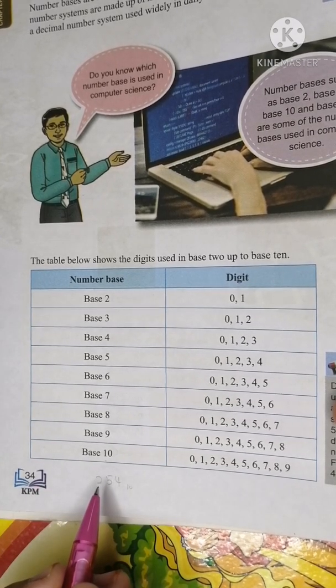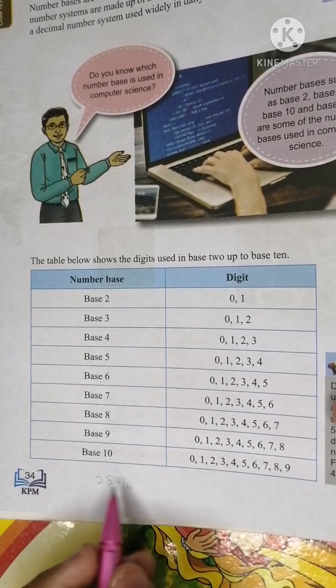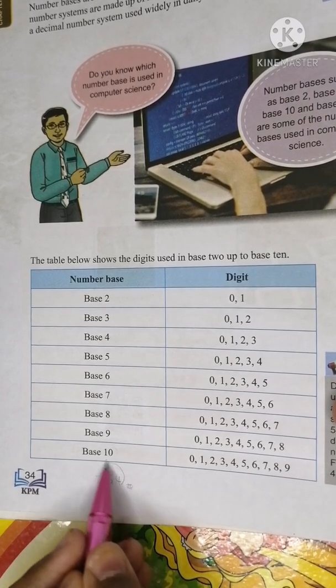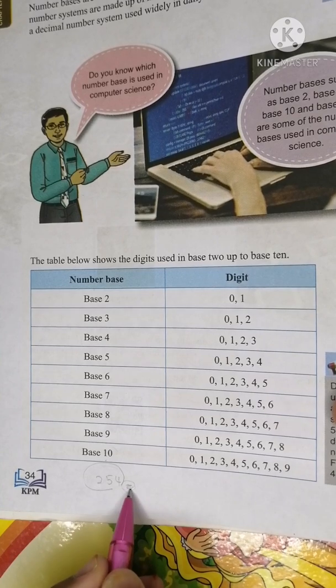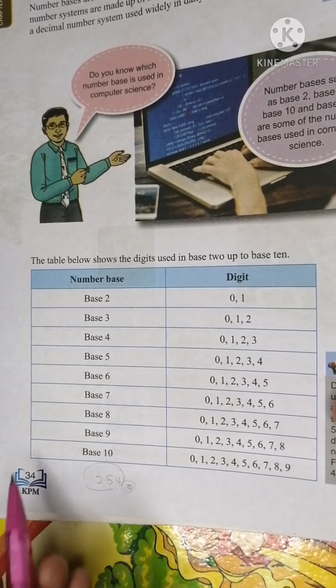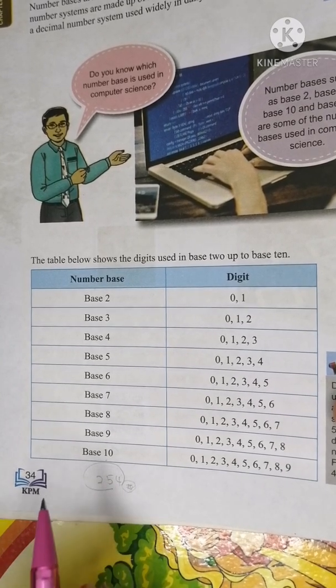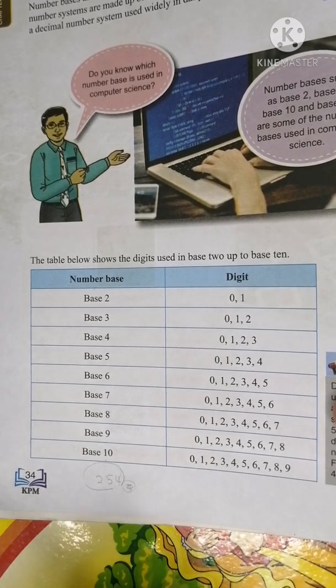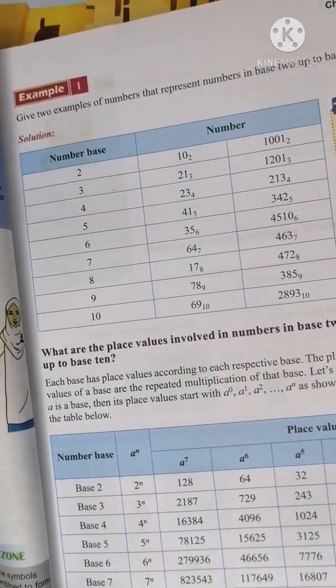Remember this one. If the question gives you a number like this but does not mention what base it is, then you need to assume this is base 10. Okay, remember? Alright.